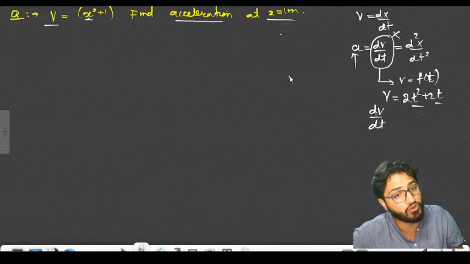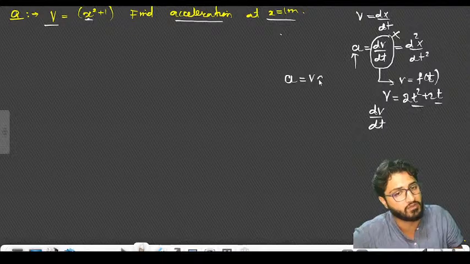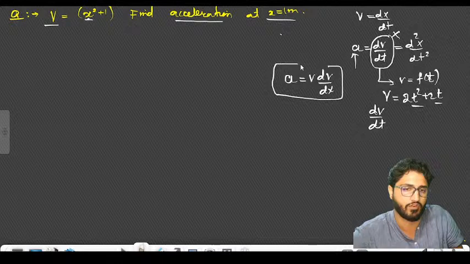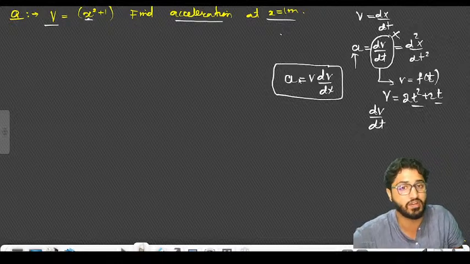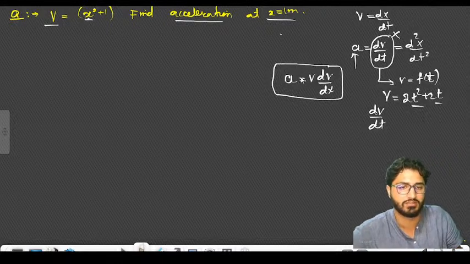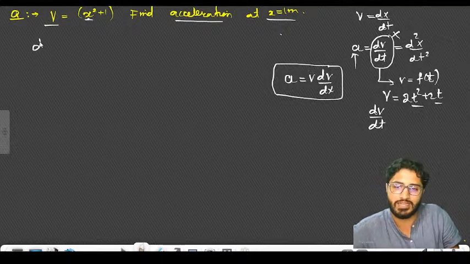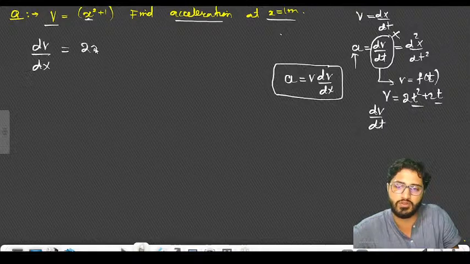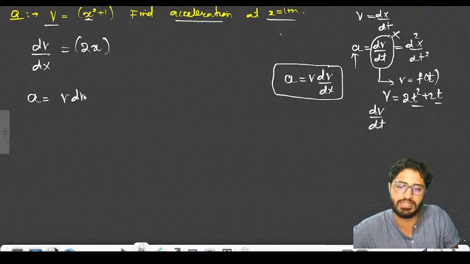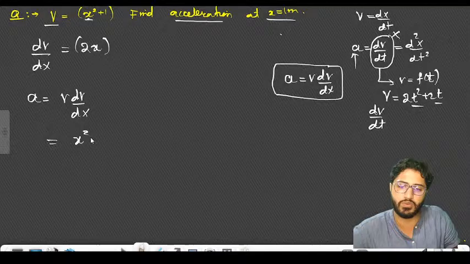So we are having one more formula for acceleration. That means a equals to v dv by dx. This formula is the second one for acceleration. Yesterday we did it, no? Look here now. So I can write dv by dx and it came out to be 2x only. So what is acceleration now? So it is v dv by dx. Simple. What is v? V is x square plus 1. And what is dv by dx? It is 2x.